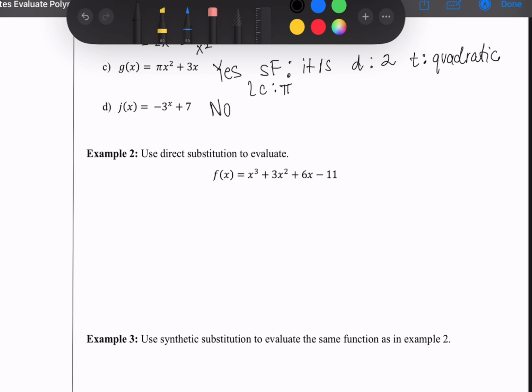So example 2, nothing is new. You're going to use direct substitution to evaluate f of x. I didn't tell you what to evaluate it when, let's just write that over here, when x equals -5. Oops, my bad. All right, this should be pretty straightforward. We're basically just going to plug -5 in for x. And then we are going to evaluate it and simplify.